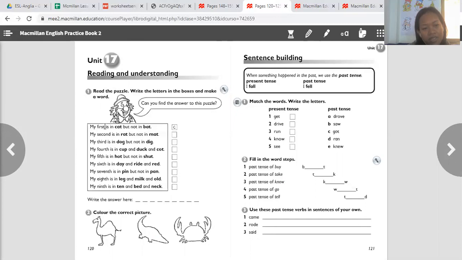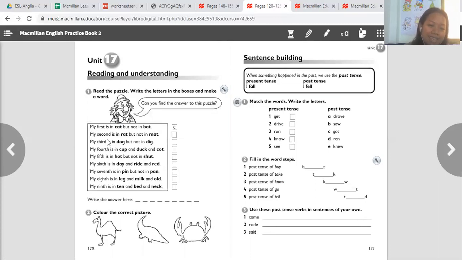My first is in cat, but it's not in bed. So my first is in cat, but it's not in bed. C, my first in cat. What's the first letter in cat? The first one is C. First one is C, second one is A, and then the third one is T. So my first in cat, but not in bed.